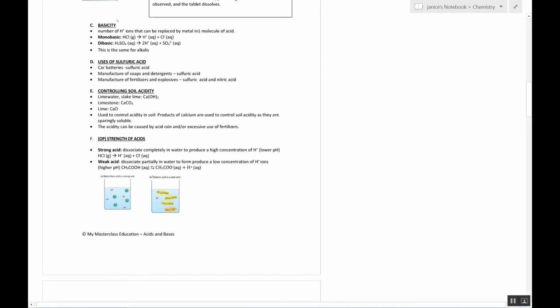Okay, the next thing that we are going to look at is what we call basicity. Basicity means how many hydrogen ions one molecule of acid can produce. A common monobasic acid is your HCl. HCl, which is a gas, if you put it inside water, it will dissociate to give me H+ plus Cl-. Dissolving in water, the state symbol is always aqueous. So if you have one HCl, it gives me one H+ and one Cl-.